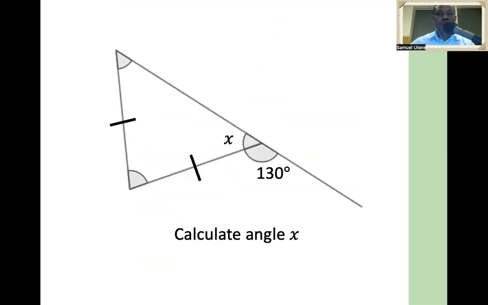Let's do some new learning for this lesson. If you're asked to calculate angle X, how would you go about it? Well, let's simplify the diagram. Of course, you can now see that this simply represents adjacent angles on a straight line. So to get angle X, we can simply subtract 130 degrees from 180 degrees, which will be 50 degrees.